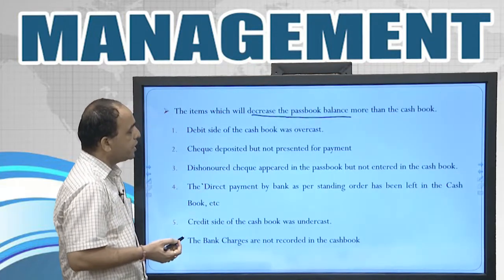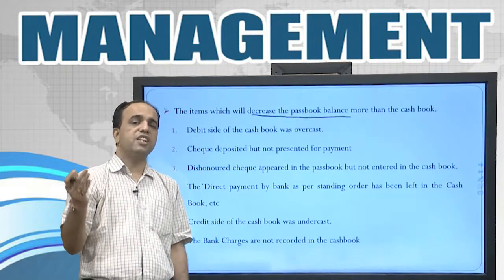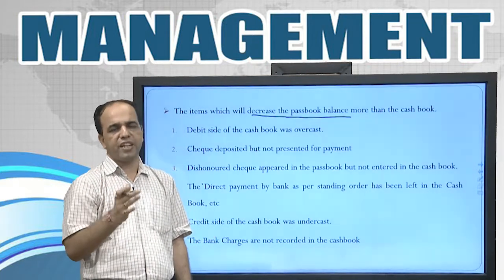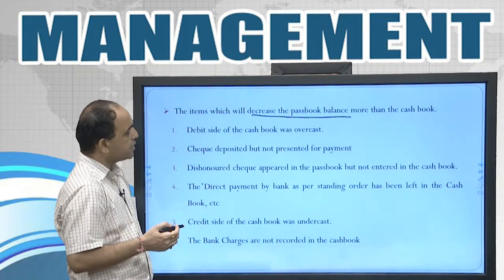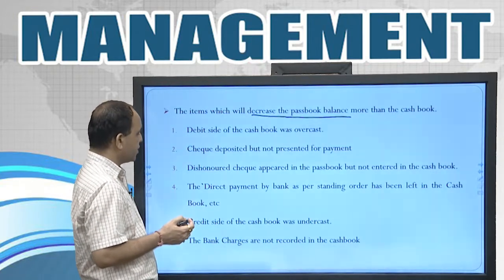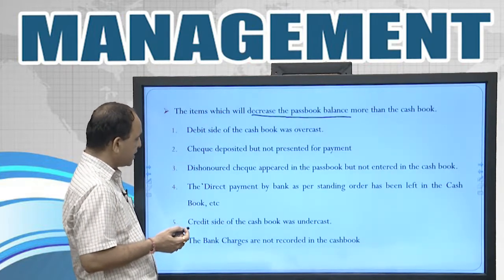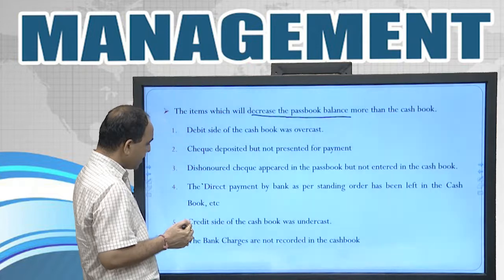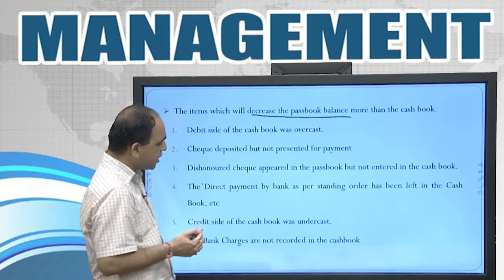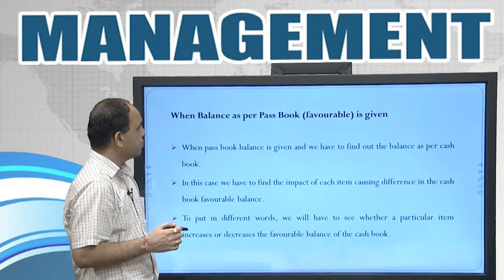Dishonored check appeared in the passbook but not entered in cash book. As I said, generally dishonor of bill and dishonor of check have the same entry. The direct payment by bank as per standing order has been left out in the cash book, etc. Credit side of the cash book was undercast. As I said, if the debit side of the cash book was overcast, vice versa for the credit side. The bank charges not recorded in the cash book also reduce the balance of cash book.